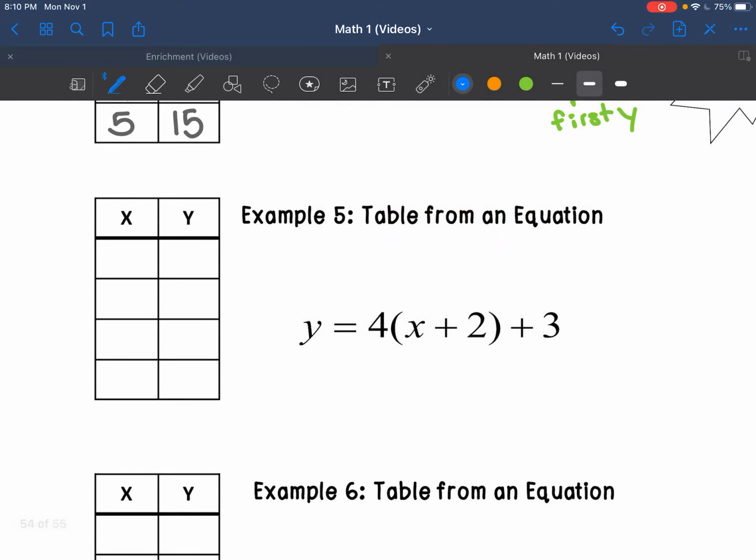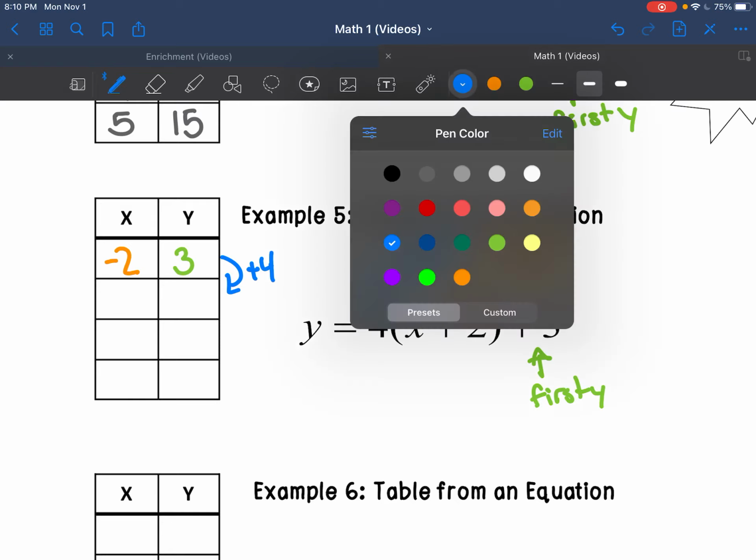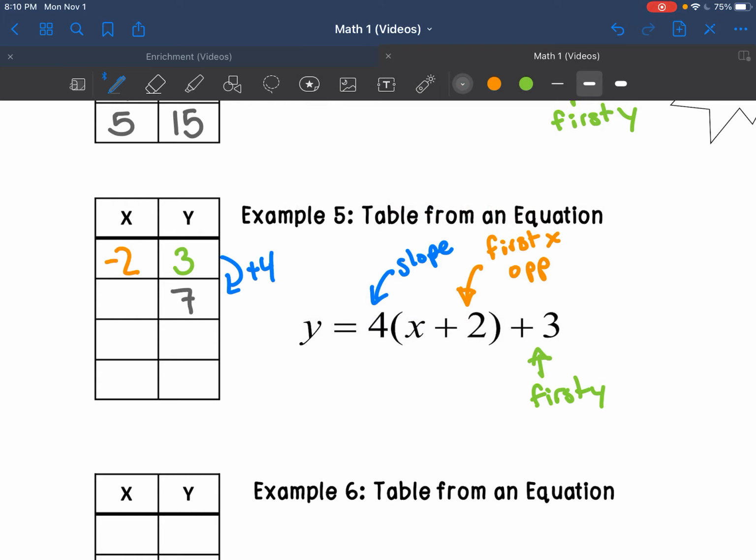So let's look at example 5. Our slope again is 4, right? So that means we add by 4s down the y side. However, our first x ain't a +2. Remember, your first x is a liar, so we do the opposite and subtract 2. This 3 is our first y, so it's a +3. And once again, we have 3, 7, 11, 15.